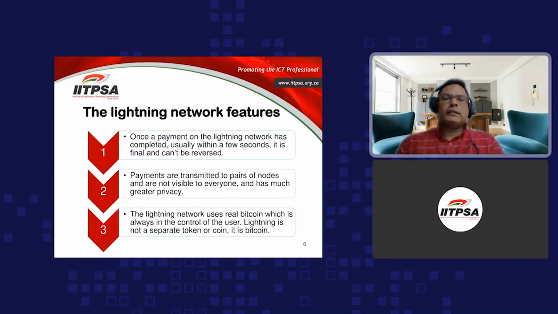So once a payment on the Lightning Network has completed, it's final and it can't be reversed. Payments are transmitted between pairs of nodes and are not visible to everyone, so there is much greater privacy. It also uses real Bitcoin, which is always in the control of the user. So Lightning itself is not a separate token or coin; it is Bitcoin, and it's a very nice addition to Bitcoin because of how quick it is and how much cheaper it is.